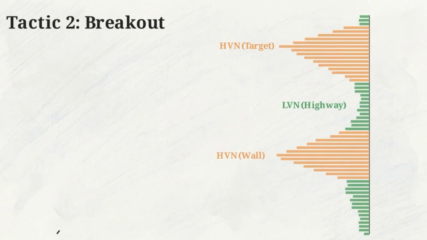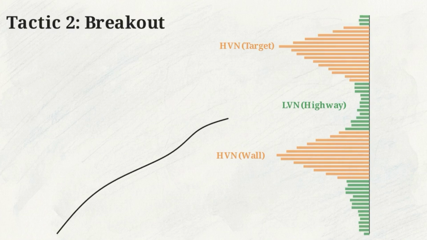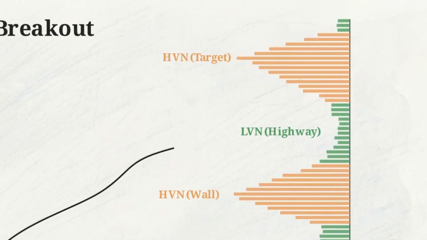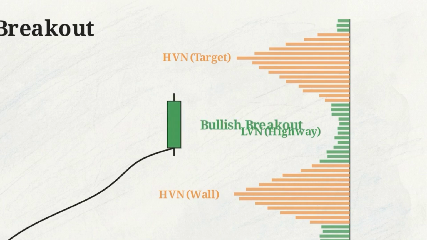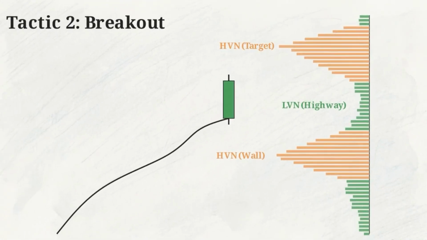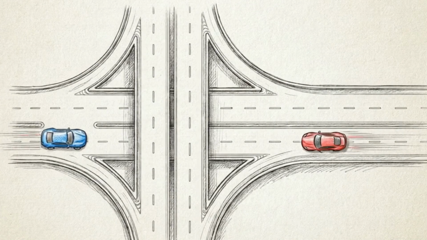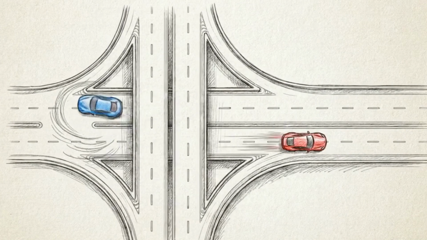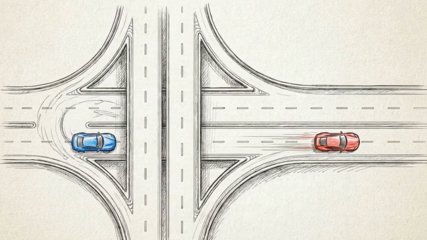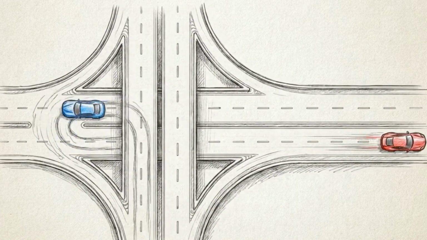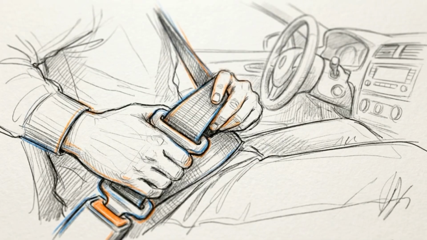The second tactic is the breakout. If the price successfully pushes through a wall and enters an empty, low-volume highway, you should expect a sudden burst of speed. You look for a strong, bold candle to enter the empty space. You can then ride that fast momentum until the price reaches the very next cluster of high-volume traffic. Successful intraday trading comes from matching these two tactics, the reversal and the breakout, to the current traffic conditions shown on your profile.